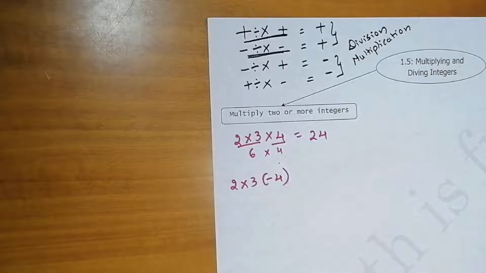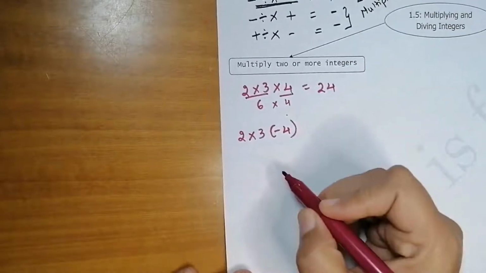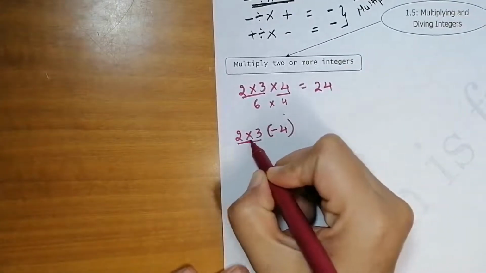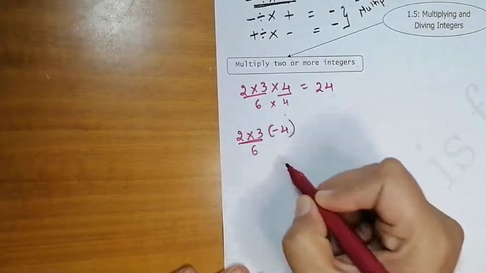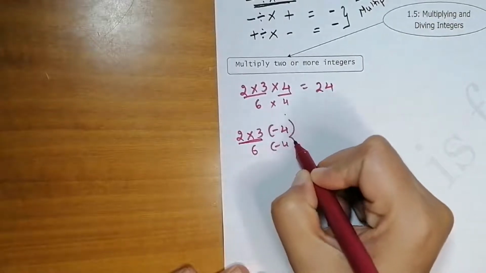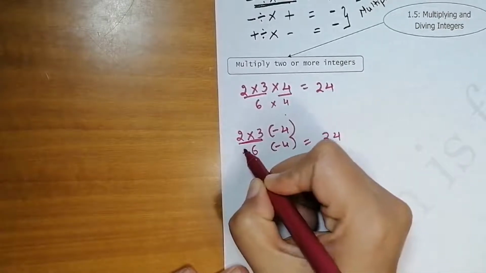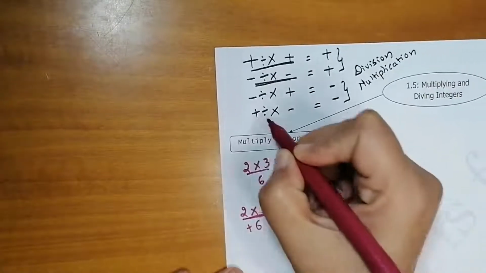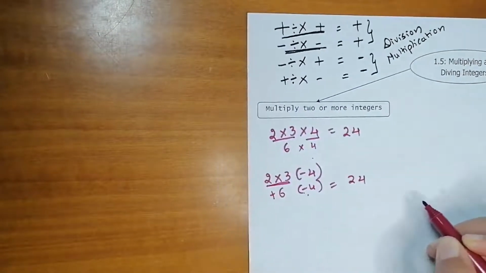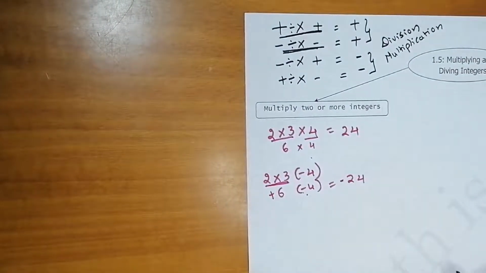So moving ahead with this example, we say 2 times 3 is 6, both are positive. And times minus 4. So 6 times 4 is 24. Now you have plus and minus, so that becomes minus 24.